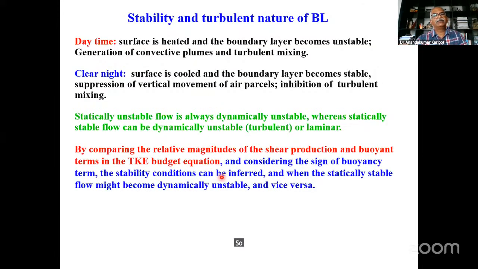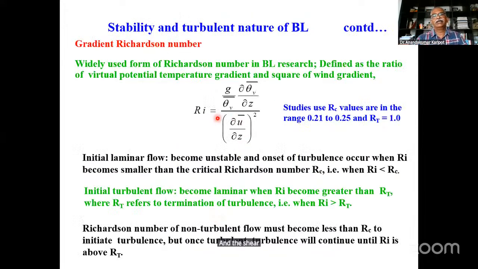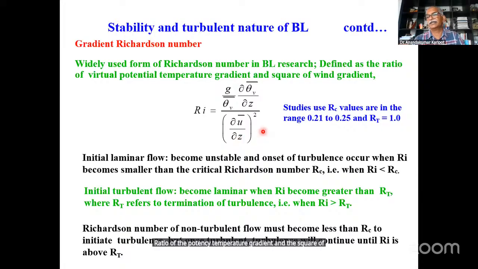So for that, we need to make use of additional measures of stability. From that, making use of the TKE budget equation, just using those two terms, the buoyancy term and the shear term, we can calculate certain parameters. I'm just talking about one of the Richardson numbers here. This is called the gradient Richardson number, represented as Ri, as given by this formula. Basically, it is the ratio of the potential temperature gradient and the square of the shear.